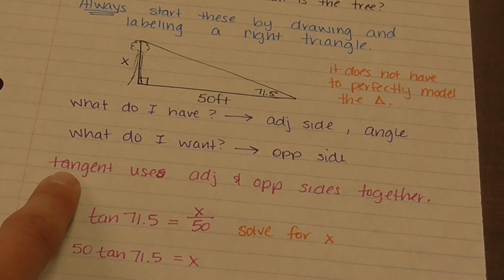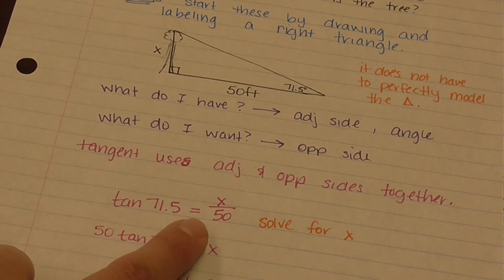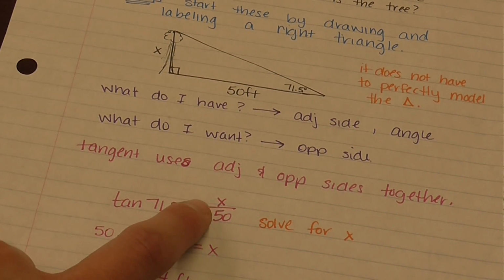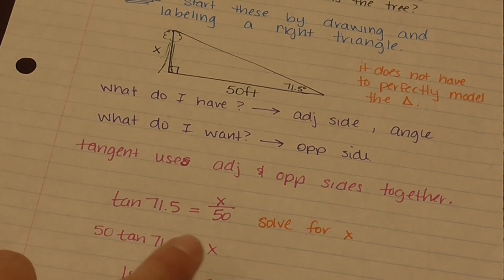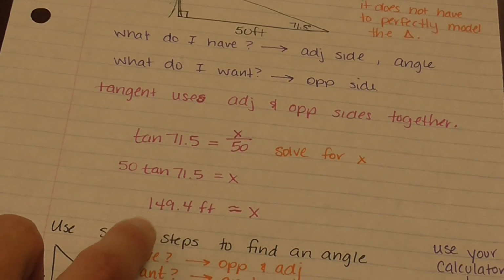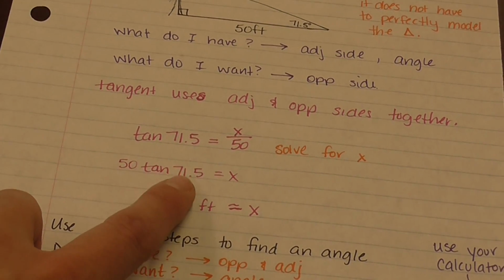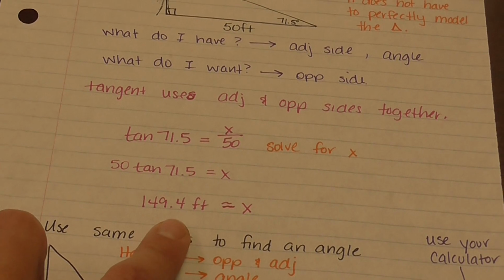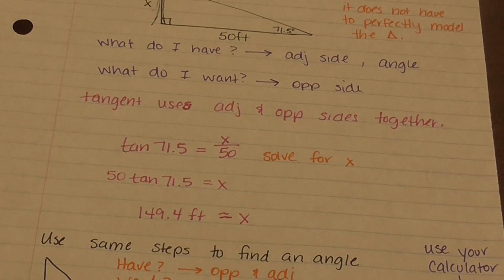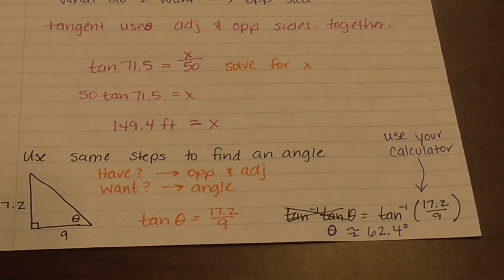And that is tangent. So the tangent of 71.5 degrees is x divided by 50. So I'm going to solve for x by multiplying both sides times 50. And when I plug into my calculator 50 tangent 71.5, I get 149.4 feet is approximately the height of the tree.